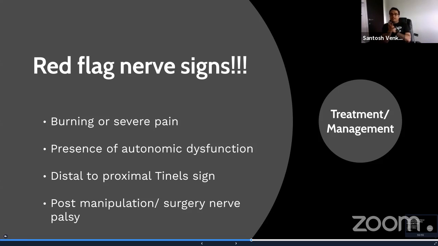The nerve is dying and you're getting a lot of pain because of that. Presence of autonomic dysfunction, because that's the last function to go when you have a nerve injury. If there is a distal to proximal tunnels rather than proximal to distal tunnels. And if the patient develops a palsy after you've done something, manipulated, fixed, plated, nailed, assume that you've damaged the nerve unless proven otherwise. So it is almost mandatory to explore the nerve.